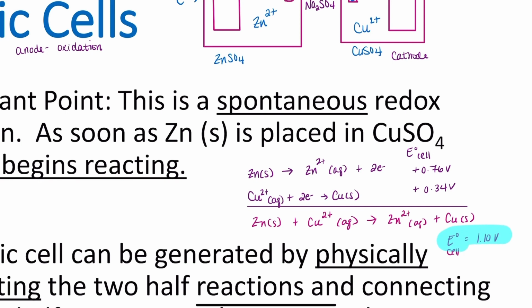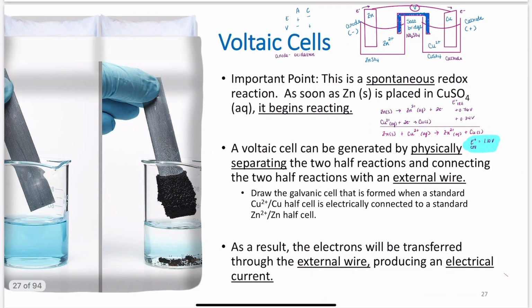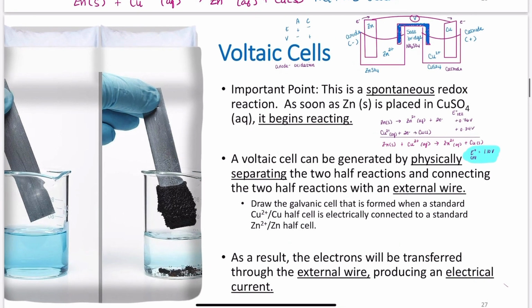So if I was to complete this reaction, if everything was perfect, if the concentrations of the zinc and copper were identical, we'll talk more about that in this module as well, I would be able to harness a cell potential off of this of 1.10 volts. So that's the voltage of the battery. So, two half reactions connected with an external wire. As a result, the electrons would transfer through the external wire, producing an electrical current. If I left them in one beaker, I would not be able to harness that energy. Because I've separated them out between two beakers, I can actually use that energy and produce that electrical current that I can then use for something else.